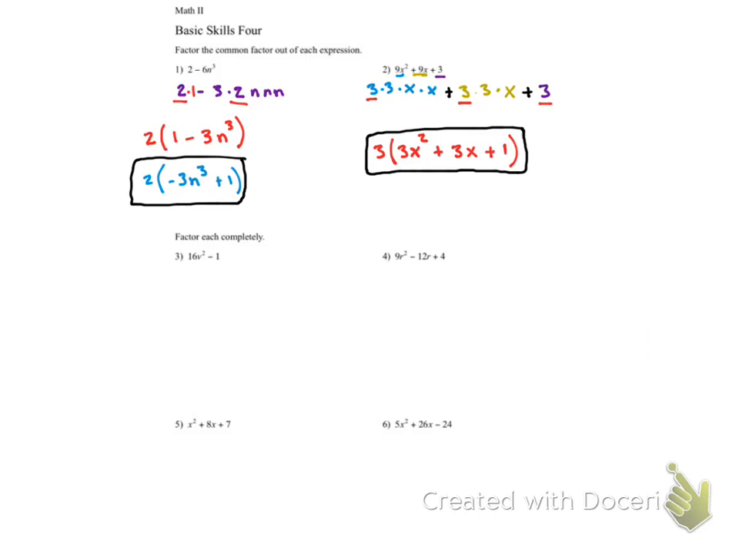Now number 3, we've got to factor each of these completely, and it looks like they're all quadratics. We know that because they're all x squared. And we have different ways of factoring these. So for the first one here, we have to notice that we have 2 perfect squares being subtracted, right? So a difference of 2 squares.